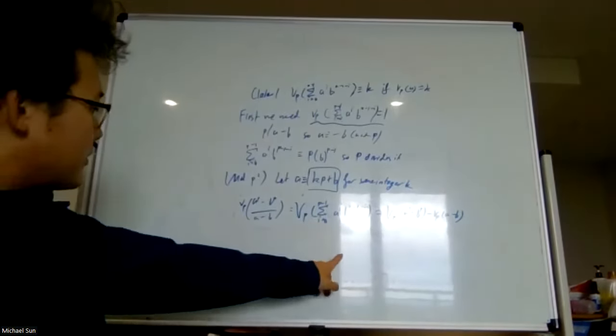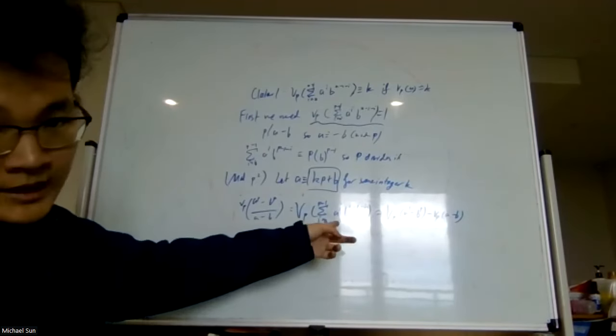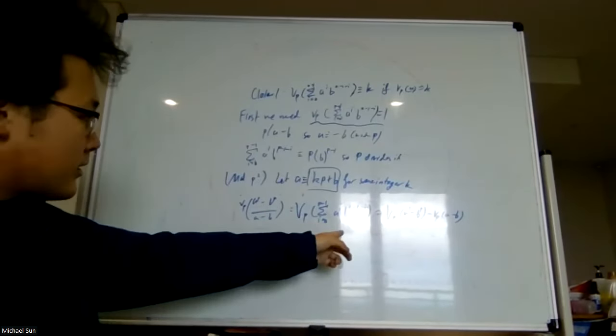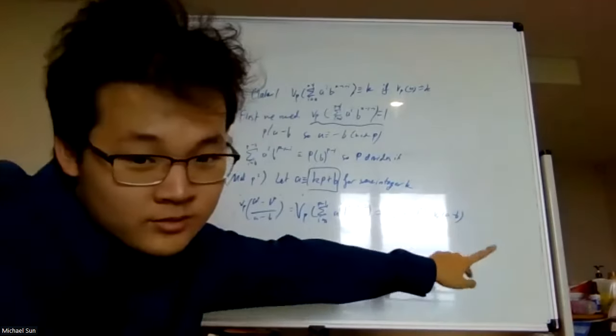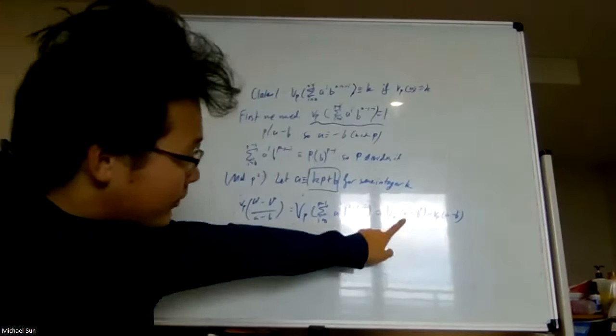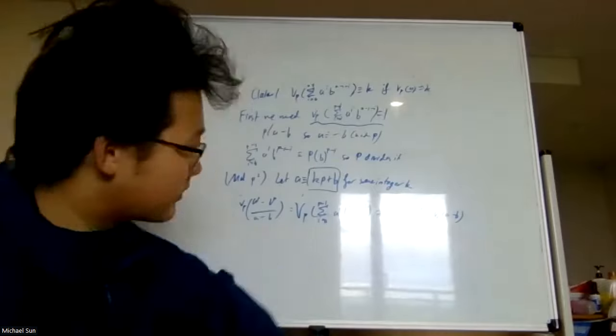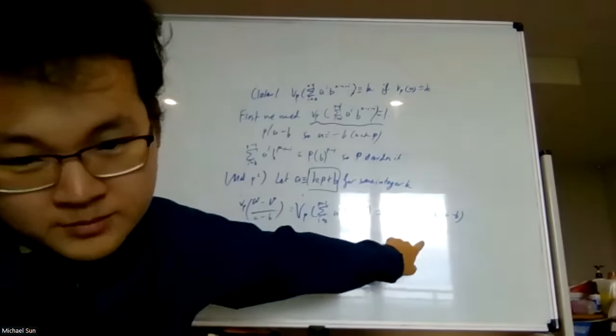Anyway, so because this is equal to that, we just take the VP notation of it, and then we'll just calculate what this is equal to. You can calculate what this equals using binomial expansion.